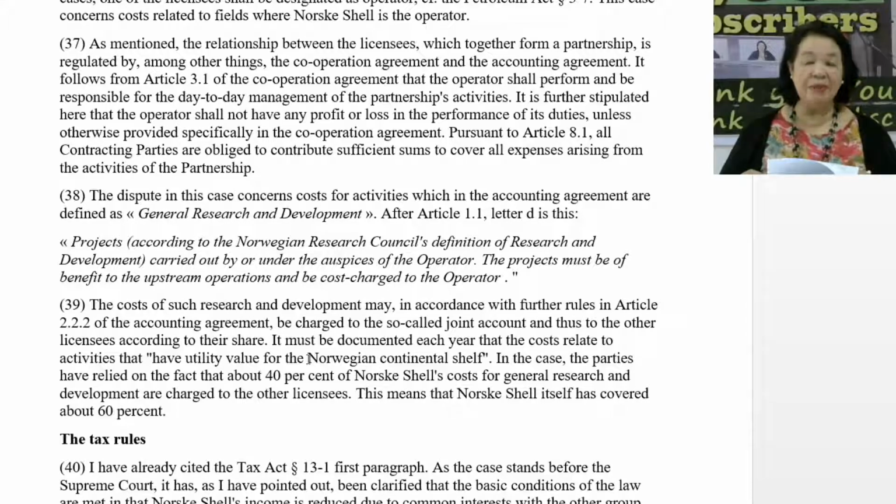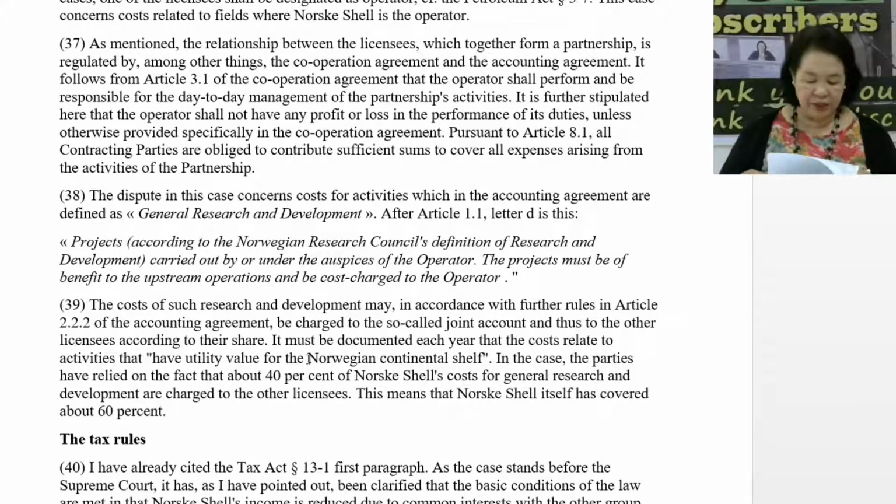No? Kasi may mga agreements naman sila eh. So it follows from Article 3.1 of the Cooperation Agreement that the operator shall perform and be responsible for the day-to-day management of the partnership activities. It is further stipulated here that the operator shall not have any profit or loss in the performance of its duties, unless otherwise provided specifically in the cooperation agreement.